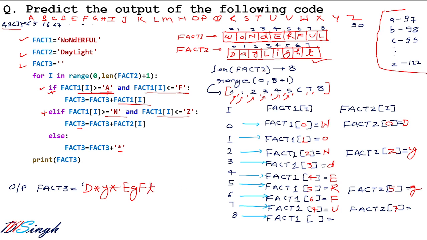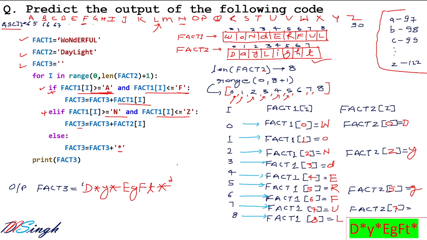Next time fact 1 of 8, I value is 8 now. So what is the value here? That is capital L. And capital L, it is greater than A, yes. Less than F, no. It is greater than N, no. So it is somewhere between F and N. So L is somewhere here. What will happen then? It will not satisfy either the if or the elif part. It will go to the else part. So what will be concatenated? That is star. So this is our final output for this question.